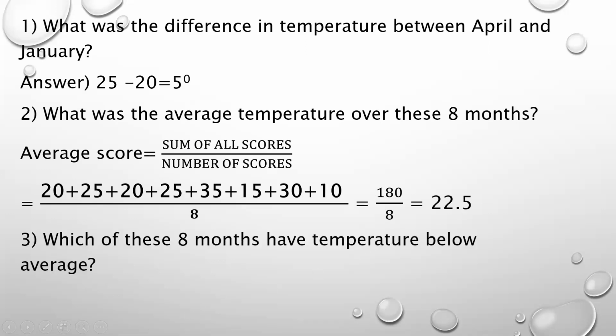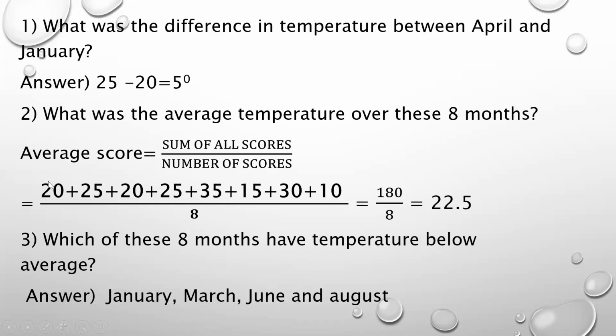The last question of this graph is which of these 8 months have temperature below the average. The average is 22.5 and the months which are below the average are 20 of January, 20 of March, 15 of June and 10 of August.